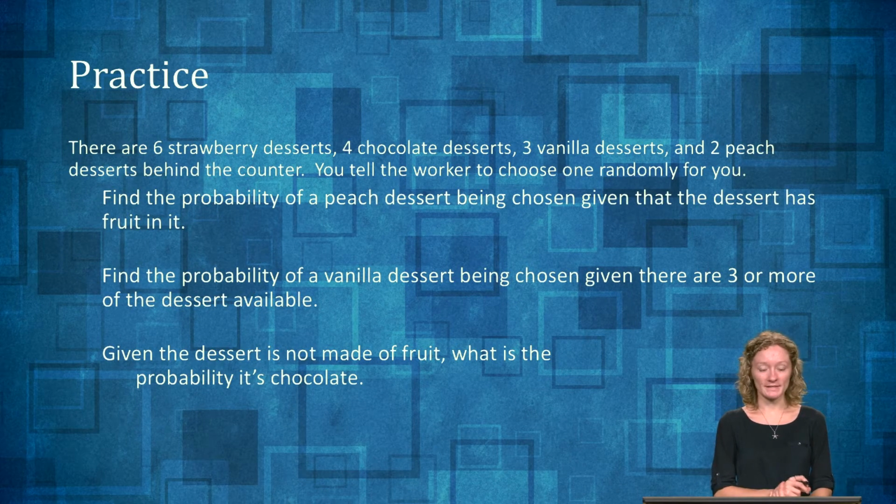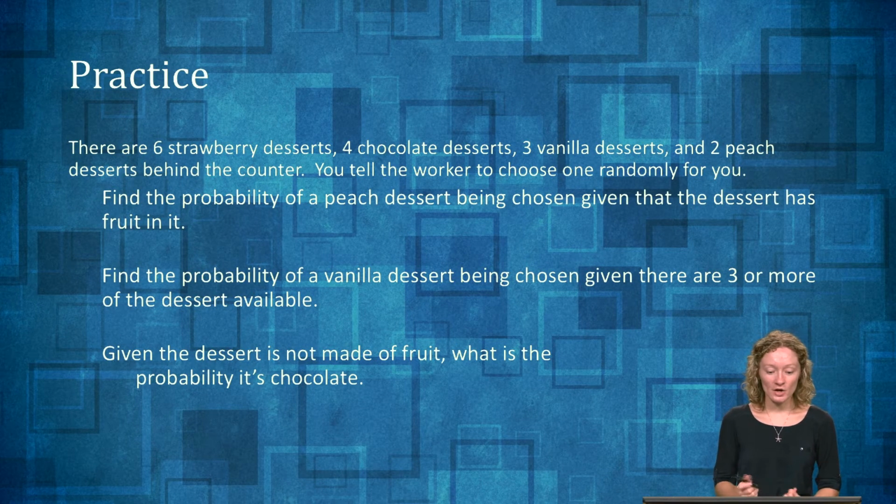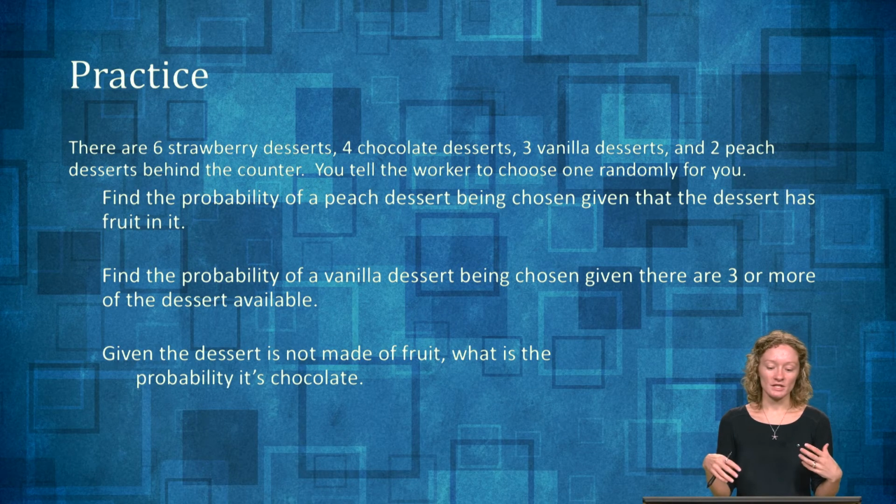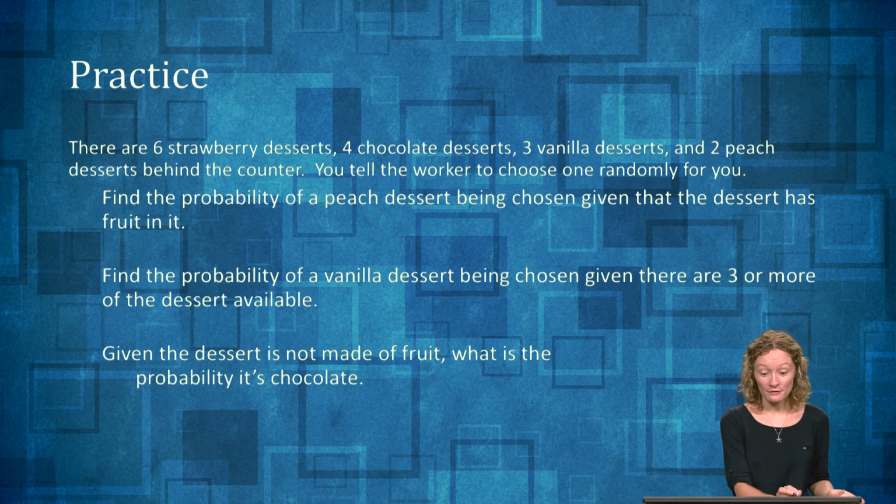Okay, so let's do some practice in this realm. In this case, there are desserts behind the counter: 6 strawberry, 4 chocolate, 3 vanilla, and 2 peach. You tell the worker to choose one randomly for you. You can picture this happening, and then maybe you say to the person behind the counter, in the first scenario, probability of it being peach given that it has fruit.